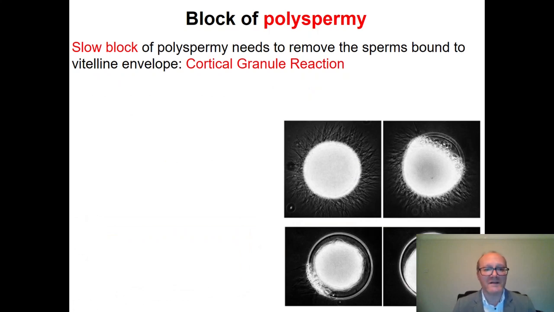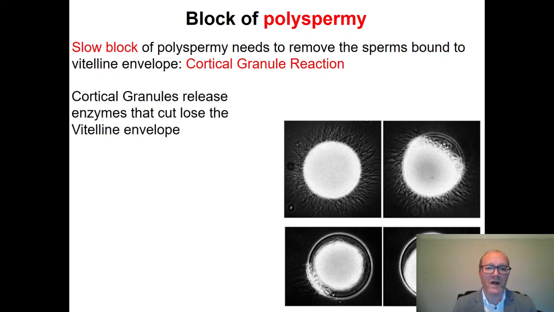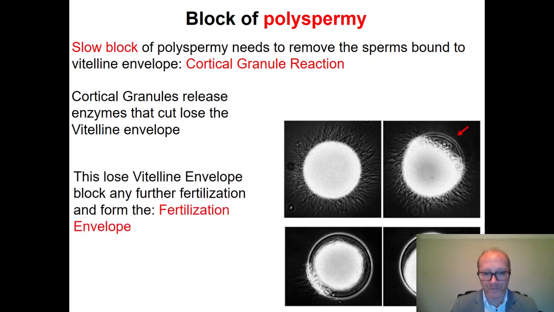This initial fast block of polyspermy allowed the time for the slow block of polyspermy to happen. And the slow block of polyspermy is basically a cortical granule reaction. We already saw that happening during mammalian fertilization, where the granules were opening and releasing their content and digesting basically the zona pellucida. And here, similarly, the content of the granules are released, and their enzymes detach the vitelline envelope from the surface of the egg membrane.